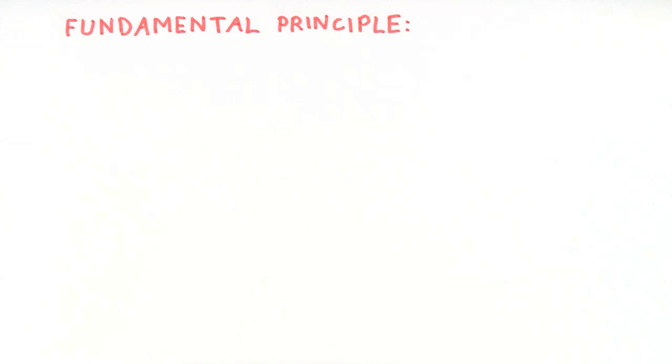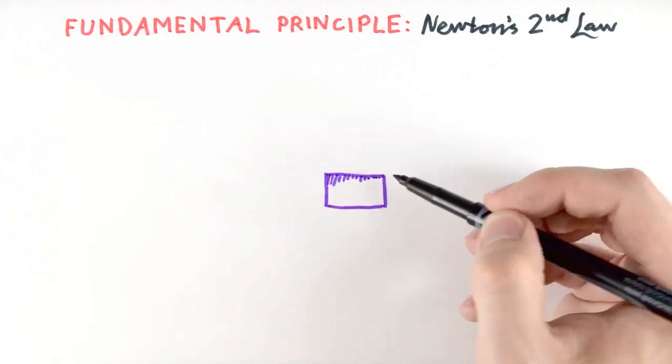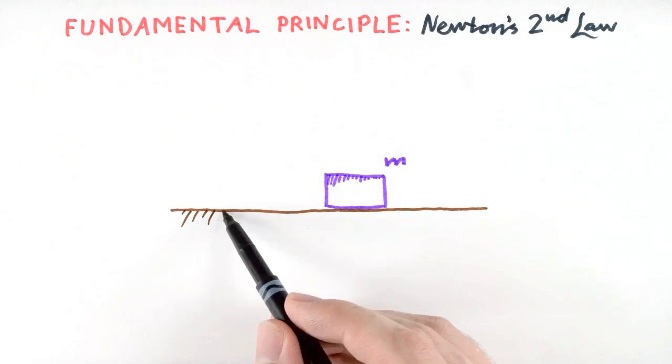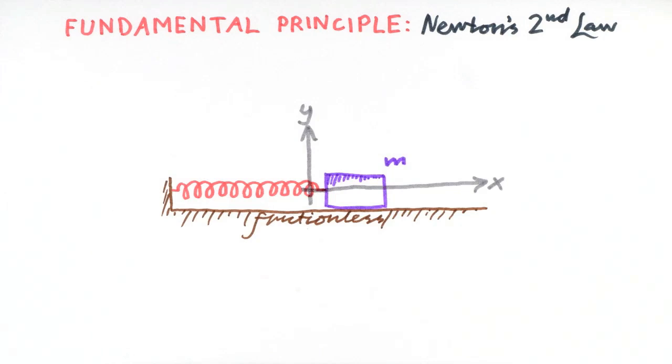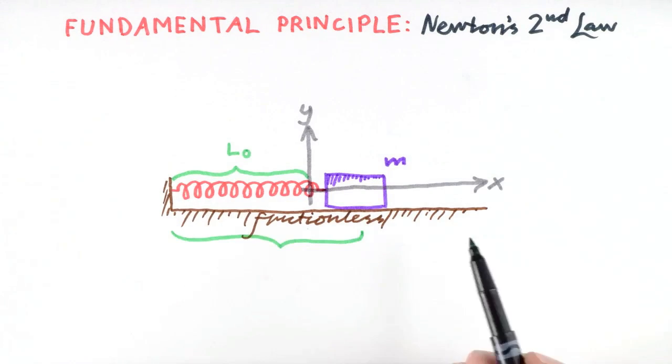Our past experience with motion prediction suggests we should start with Newton's second law for this, so we will do that. Let's consider a block of mass m that sits on a frictionless table and is attached to a spring as shown. We'll choose the x-axis aligned with the spring, and the y-axis will be perpendicular to the table. The positive directions for these axes are shown. We'll choose as our origin the location of the block when the spring is at its relaxed length L0.